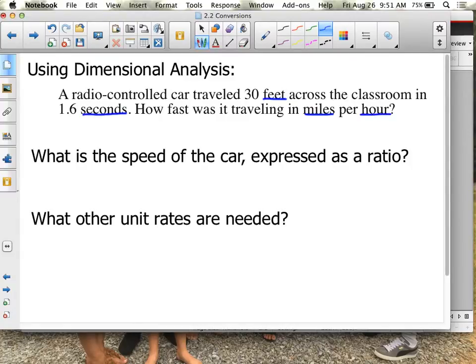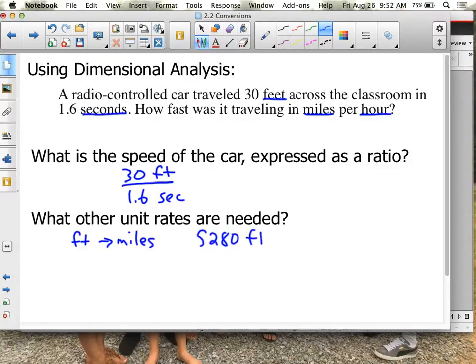So there's different conversions here. So first, what's the speed of the car as a ratio? Well, I learned yesterday that a ratio is a fraction. So I can write 30 feet is to 1.6 seconds. That could be our unit rate for the car. Again, the unit rate doesn't have to have a denominator of 1. But we're going to need other unit rates, because let's think about what we want to do. We want to be able to convert feet to miles. So we had that one from before that said 5,280 feet is equal to 1 mile.